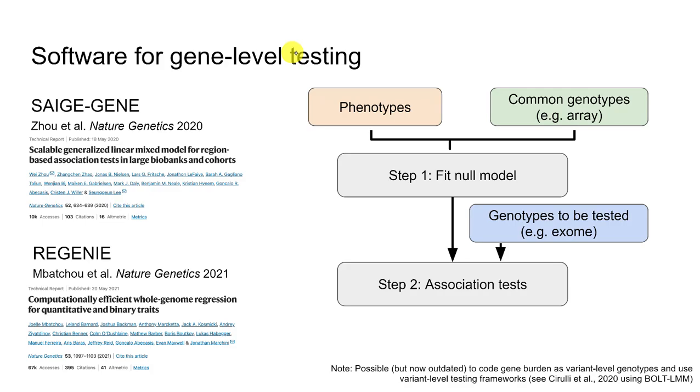You fit that null model, and then in the second step you're actually doing the association test where you put in the genotypes that you want to test. So in this case it's usually sequencing data if you want to look at rare variation. So it could be exome sequencing or whole genome sequencing. And this step 2 is where you're actually doing the genetic association tests based on the null model that you fit in the first step.